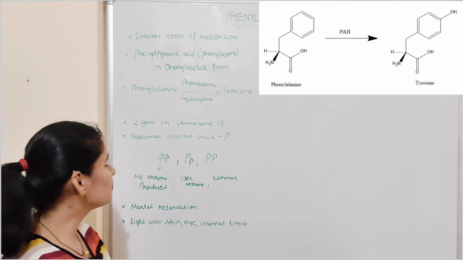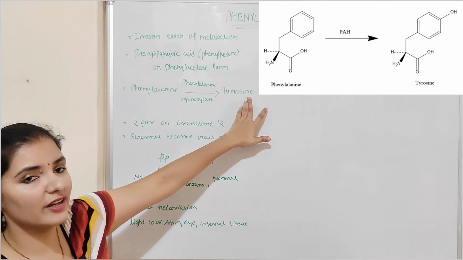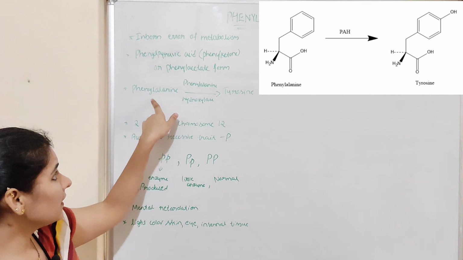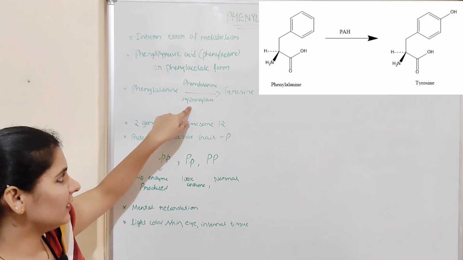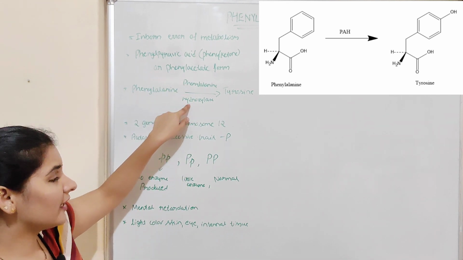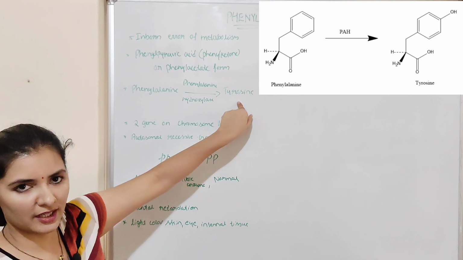In the normal individual, the phenylalanine is converted into another amino acid called tyrosine. The conversion of phenylalanine into tyrosine is mediated by the enzyme called phenylalanine hydroxylase. So phenylalanine hydroxylase is an enzyme that helps in the conversion of phenylalanine into tyrosine.